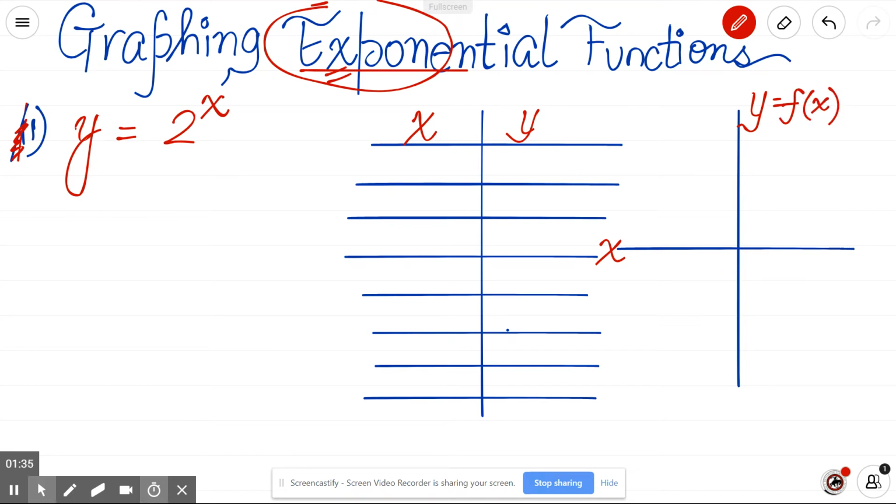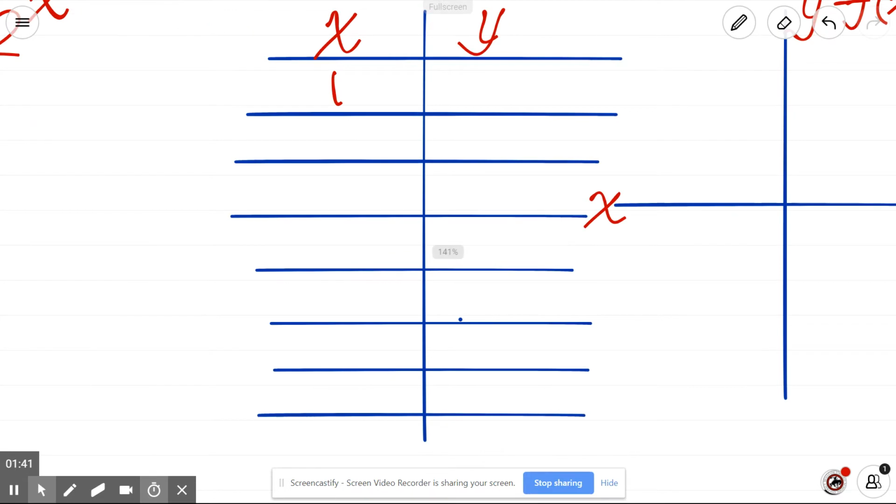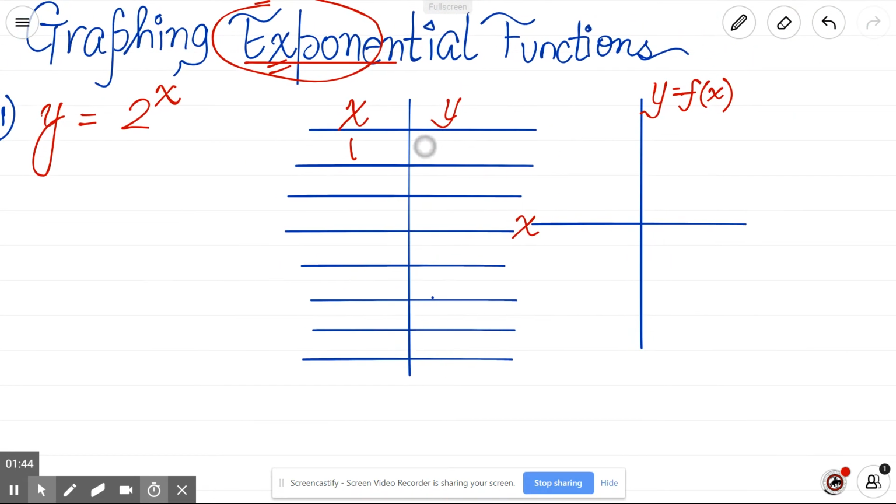Y is nothing but a function of x, so we can write it that way as well. Now, what if I take x as 1? For x as 1, I will have 2 to the power of 1, which is 2. So the point is 1 and 2. I can plot that. Next up, what if I take x as 2? If x is 2, I will have 2 to the power of 2, which is 4. So my point is 2 and 4. 2 of x, 4 of y. Almost double this distance up.